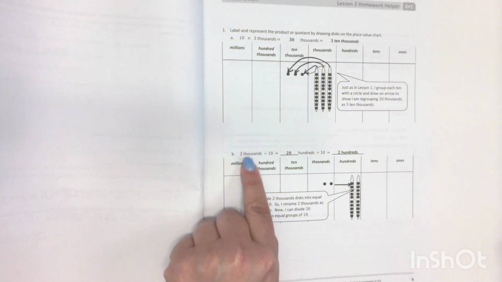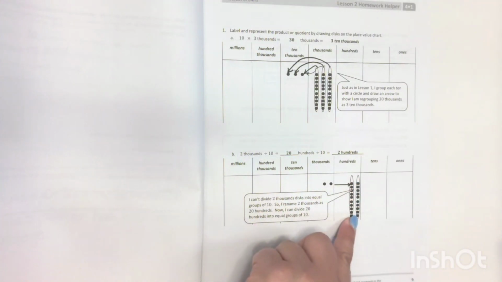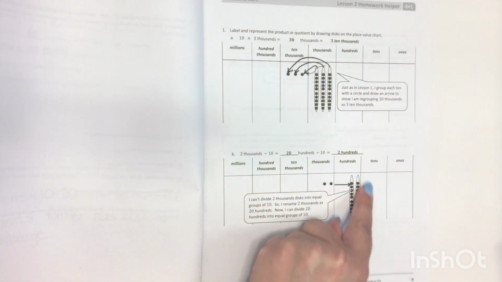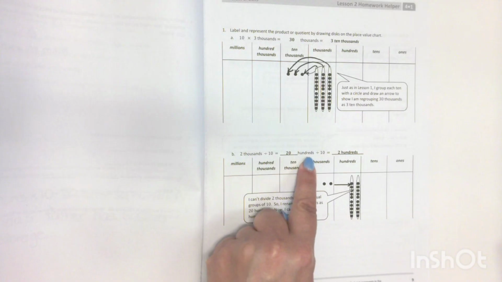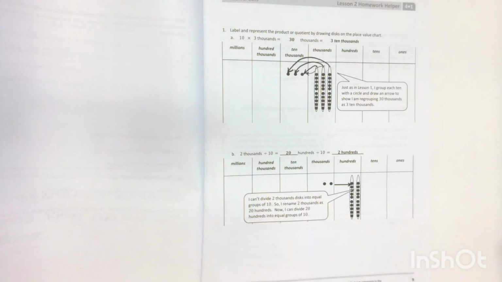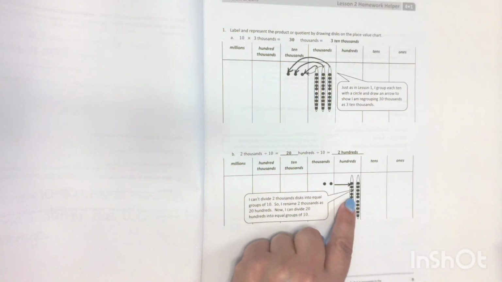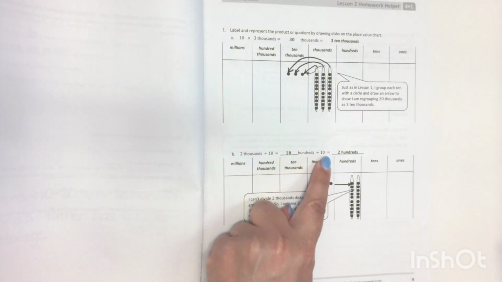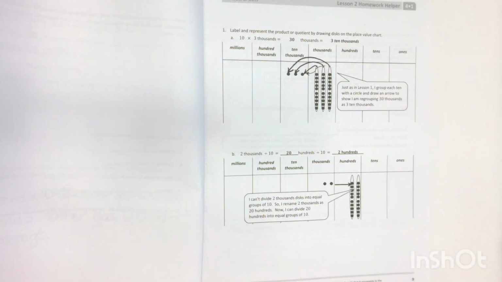So you need to decompose those 2000s to make more discs so you could divide by 10. So you can decompose 2000s discs. They each become 10 hundreds. Then you'll have 20 hundreds, and that goes in unit form up here. Then you can divide the 20 hundreds by 10. You could do 20 divided by 10 by circling groups of 10. And we see there are two groups. So we have 2, and the units is hundreds. We're in the hundreds place.